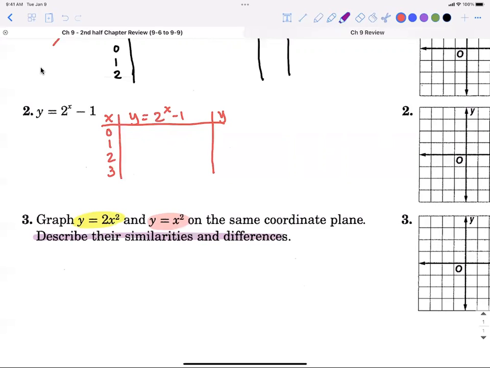Trying not to use terminology we use in algebra, look at the vertex, that middle point where it takes a sharp turn and goes the other way. Are the vertexes the same? Is one wider than the other? Do they both open up? Does one open up, one open down? That sort of thing. So you need to first do 2 tables. Then you need to graph them both. Then you need to describe their differences and similarities, okay?